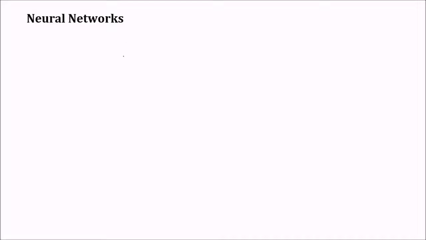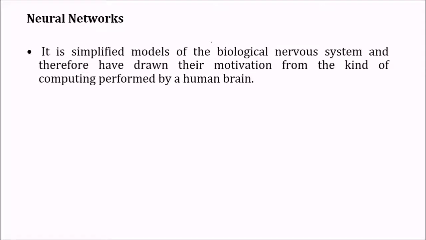So let us begin with the neural networks. Neurons, you have neurons in your brain. So how do these neurons become intelligent, or how do they make you intelligent? If you are a kid just born, you don't know anything. As you grow up, you start understanding, and you are mature or an adult. You understand everything. You are given the right to vote. You can decide. So now your neurons are well built. It is a simplified model of the biological nervous system, and therefore it has drawn its motivation from the kind of computing performed by the human brain.